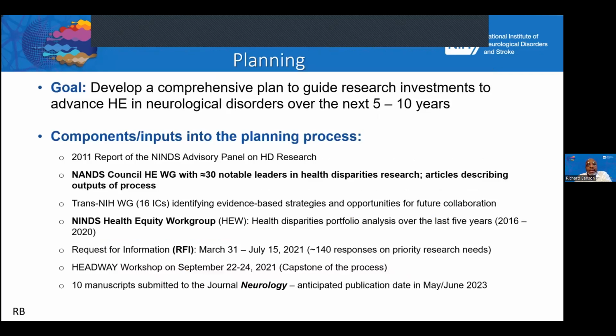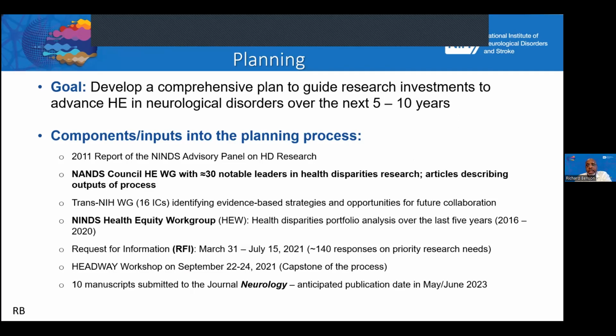During our planning phase, we had a working group of our National Advisory Council that was put together with over 30 experts. We looked at the one report that was done previously in 2011, the first time a panel was put together to look at health equity and neurological disorders.